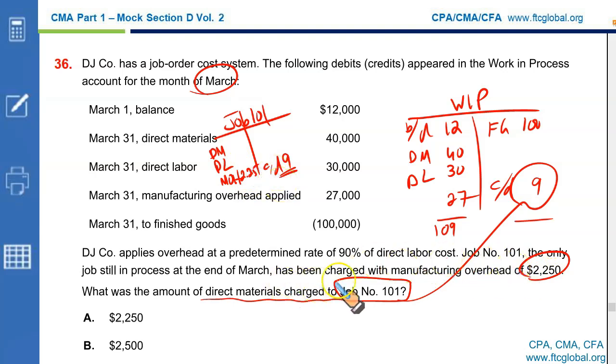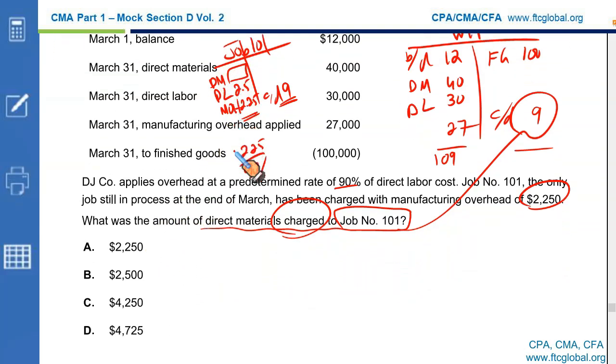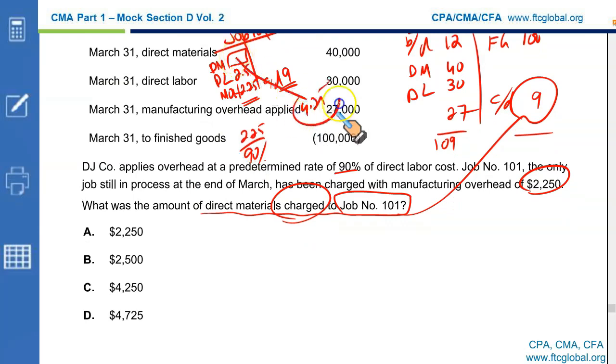Since the overhead is applied at the rate of 90% of direct labor, this 2.25 is 90% of direct labor. If 2.25 is 90% of direct labor, then what is direct labor? 2.25 divided by 90% is going to be 2,500, 2.5. So this is your direct labor, 2.5. If you balance both these sides, the balancing figure should be the direct material charged to this job. So you take 9 on the credit, less 2.25, less 2.5 gives you 4.25. So 4.25 is the direct material charged to this job, and that makes C the correct option.